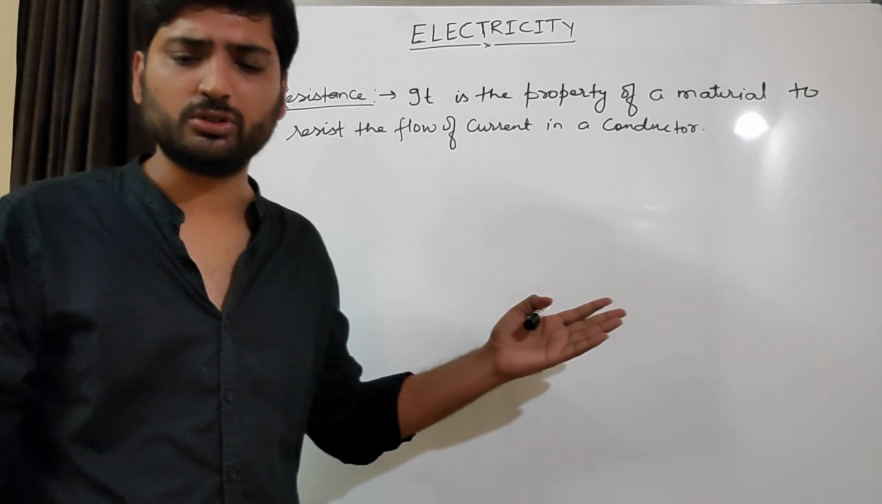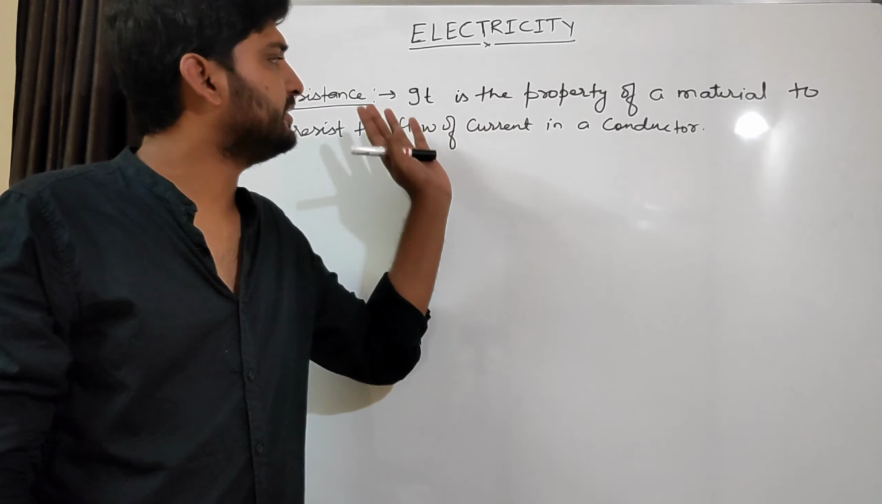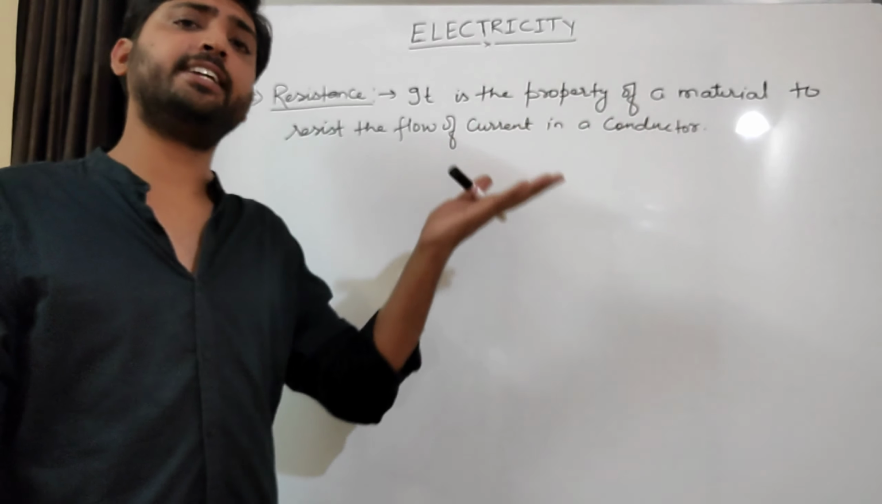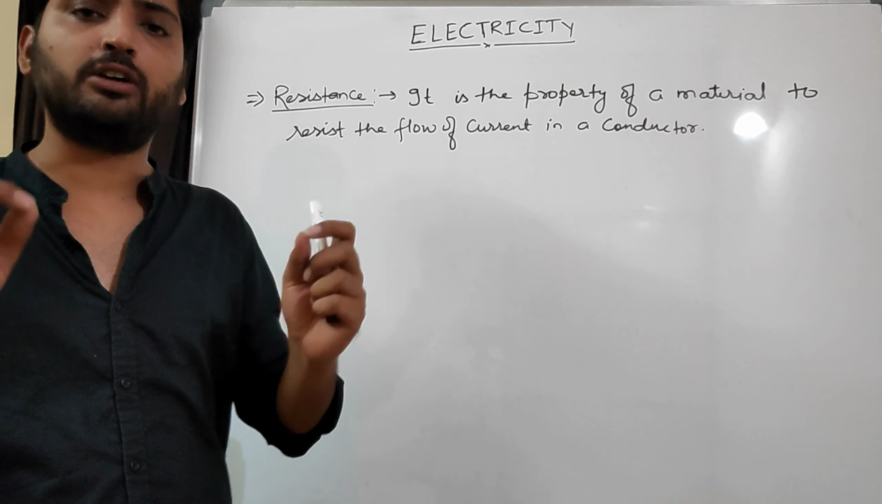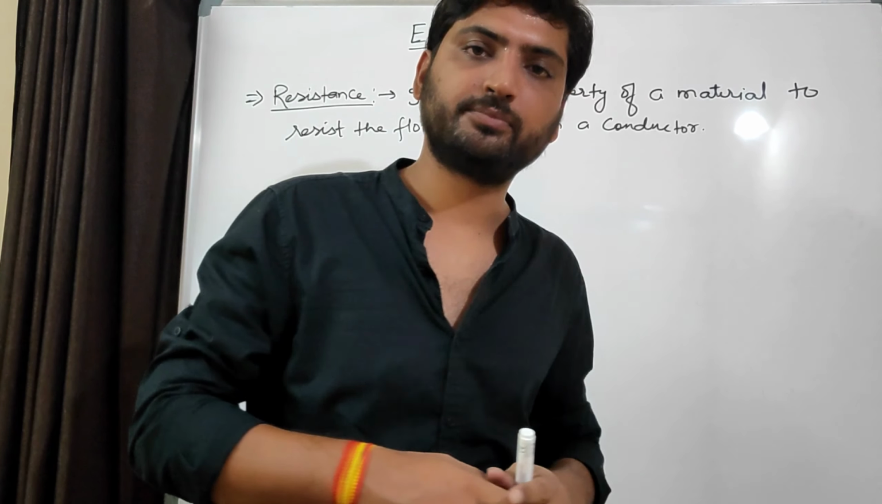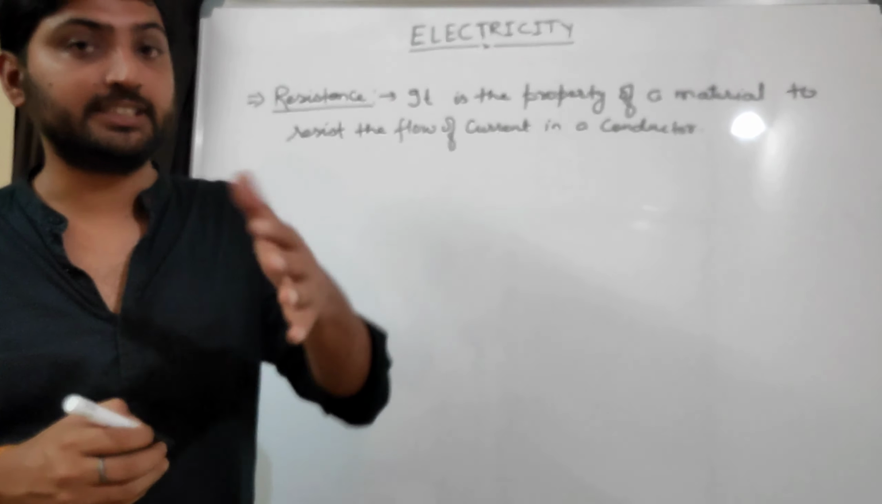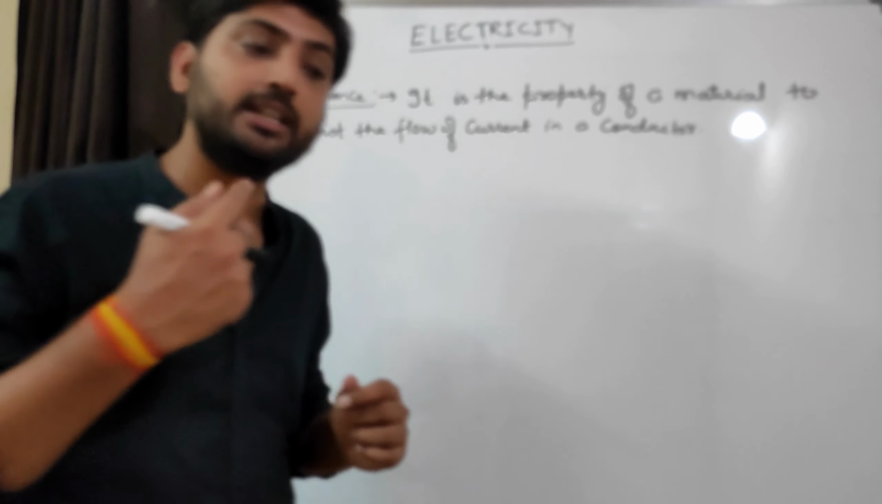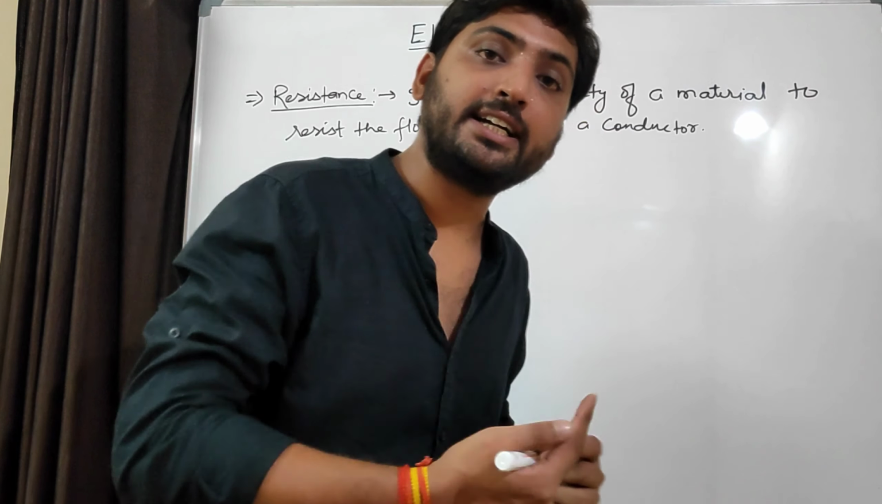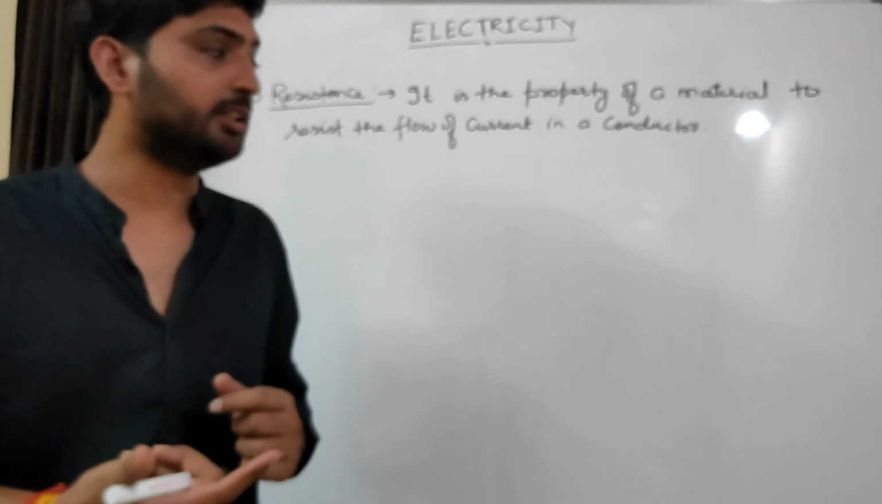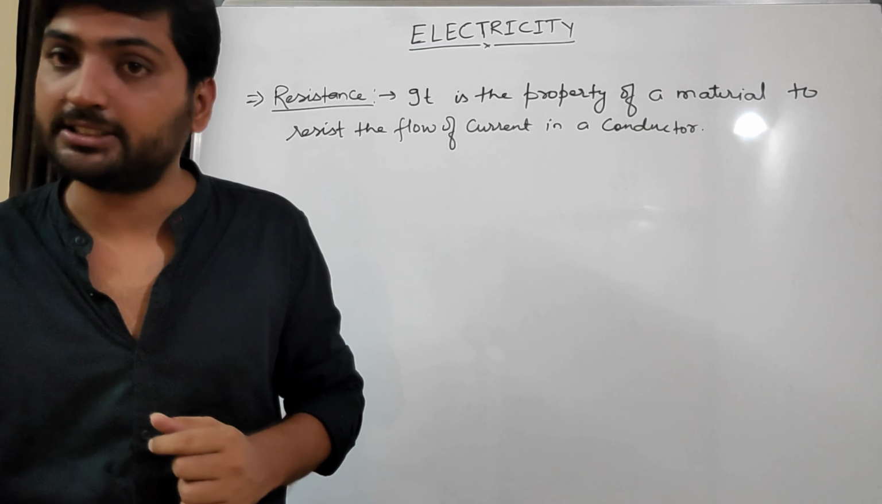In an insulator, the resistance will be very high. That's why the current is not allowed to flow through an insulator. If we take a conductor, the resistance is less. That's why the conductor allows the current to flow through it. Therefore, the resistance of the conductor is less.